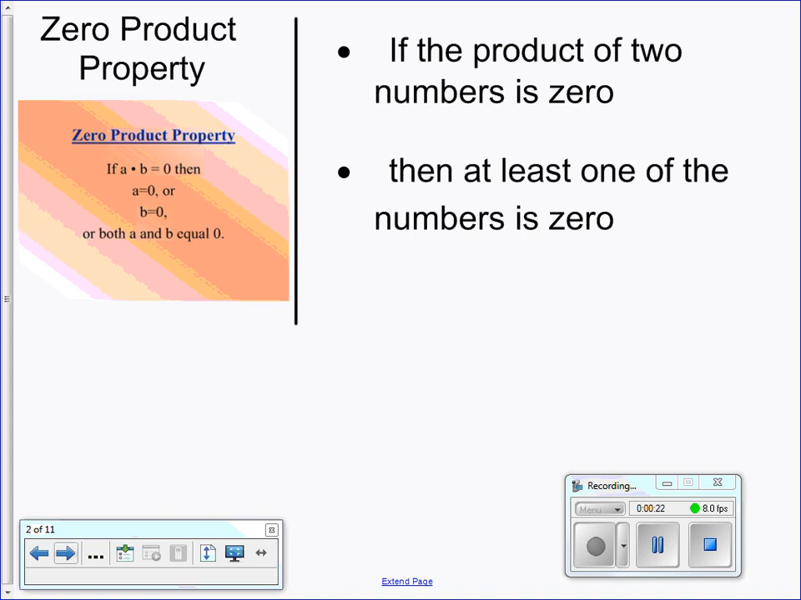All that means is if I have 7 times 0, that equals 0. If I have 11 times 0, it equals 0. The only way I can get an answer to be 0 is if one of the factors is 0.